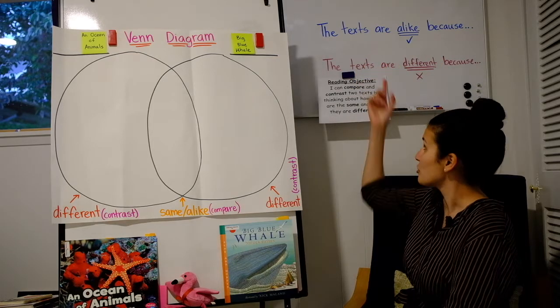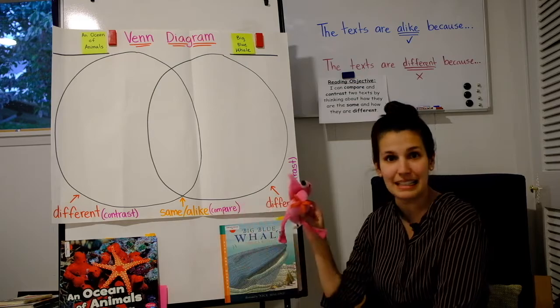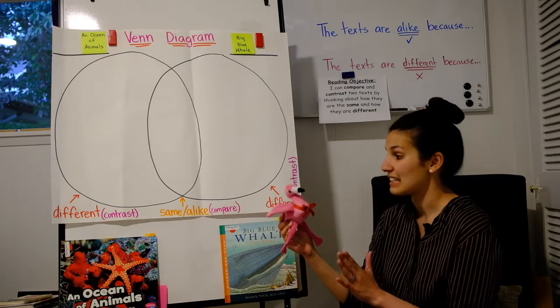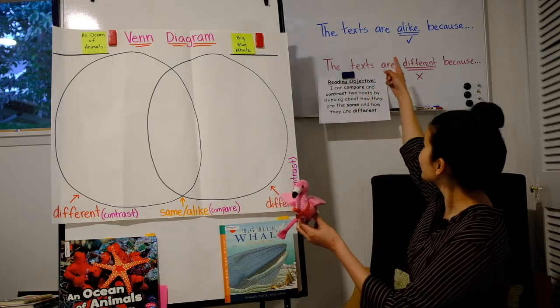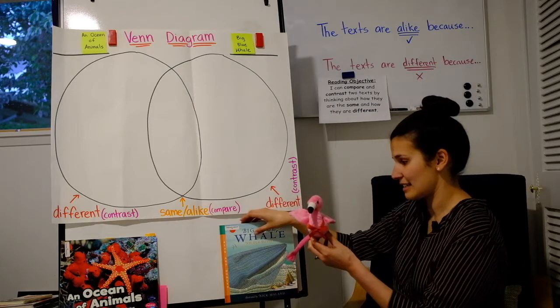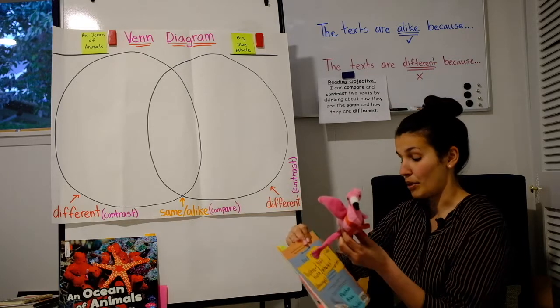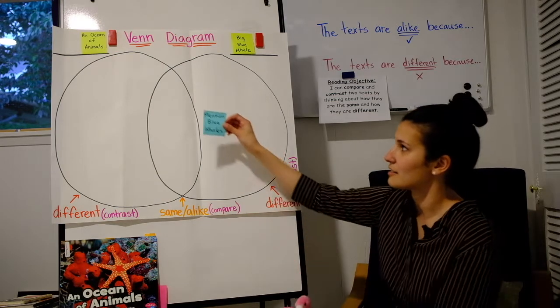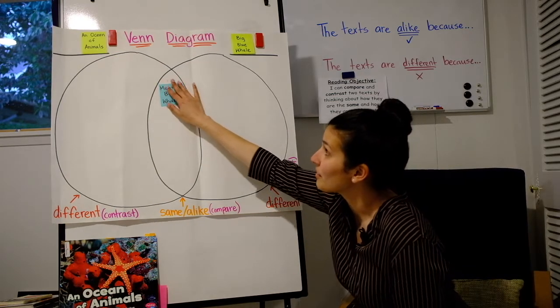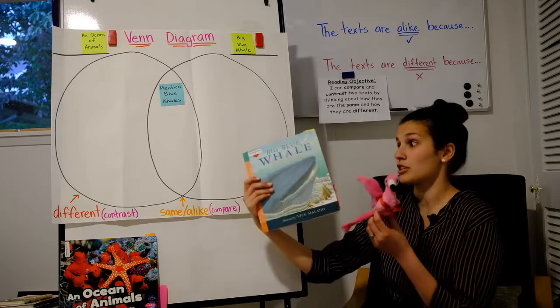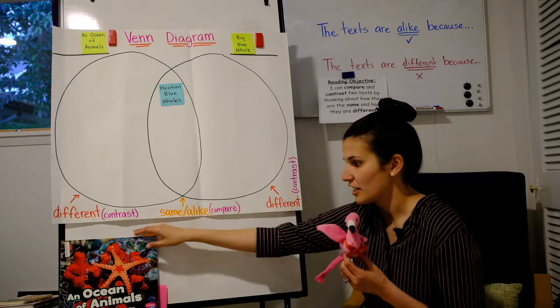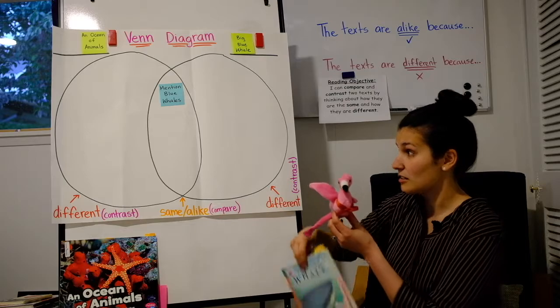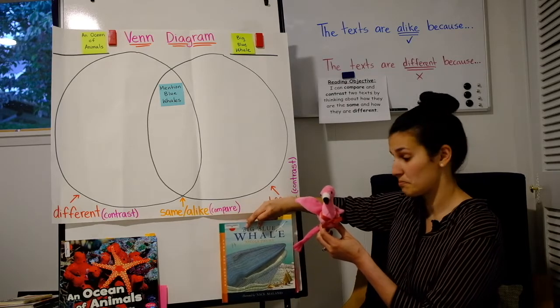Great job. So I'm going to model for you using Pinky the flamingo. So Pinky, I think, the texts are alike because both texts mentioned blue whales. They both talked about blue whales. This one talked a lot about blue whales, and An Ocean of Animals did mention blue whales on one page.